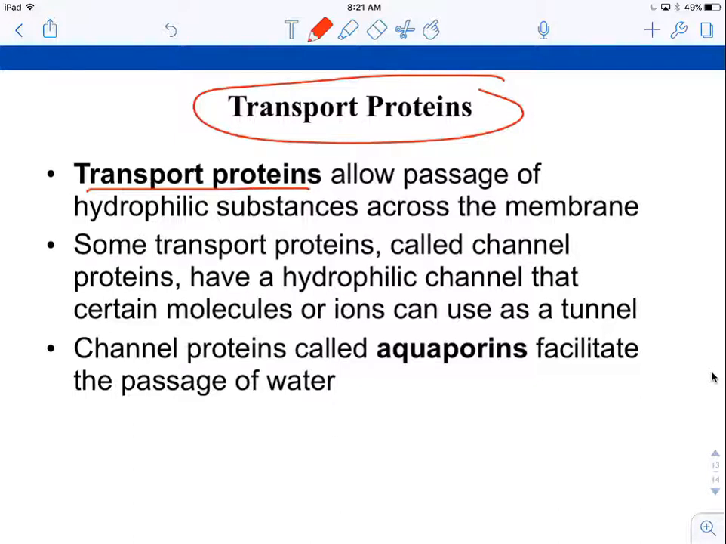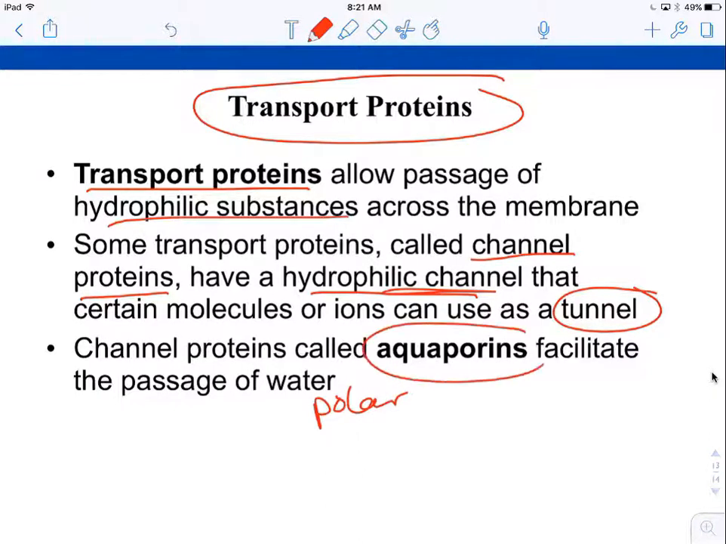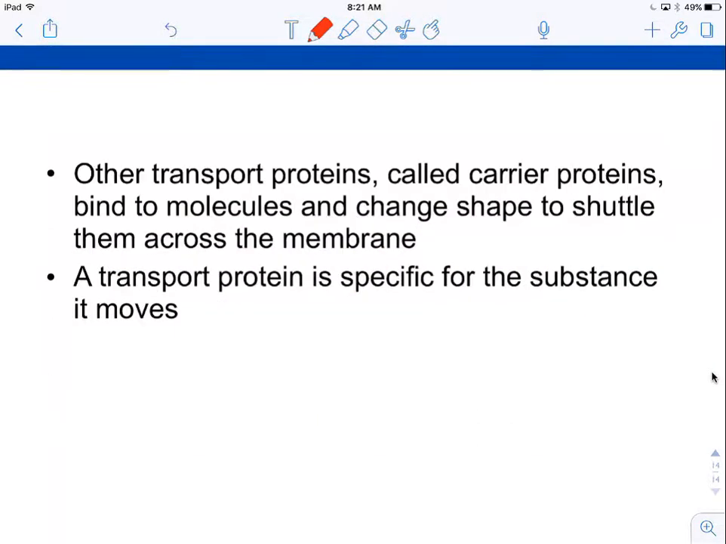And so what transport proteins can do is they can make like a little safe channel for hydrophilic substances to cross the membrane. These are called, oddly enough, channel proteins. So they have a hydrophilic channel through the center of the protein that ions or other hydrophilic substances can use as a tunnel through the membrane to get into the cell. They're also special because we need so much water, and water is, of course, polar. There are special channel proteins called aquaporins that get the water into the cell as quickly as possible.